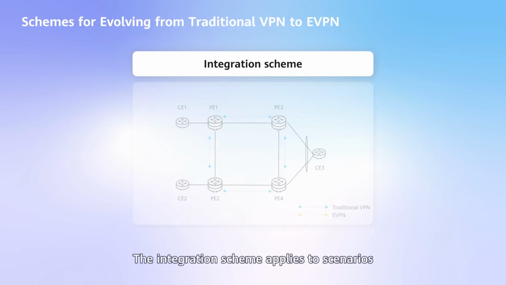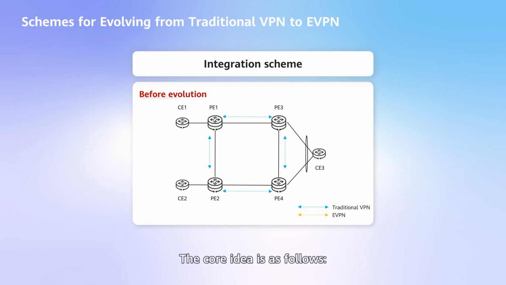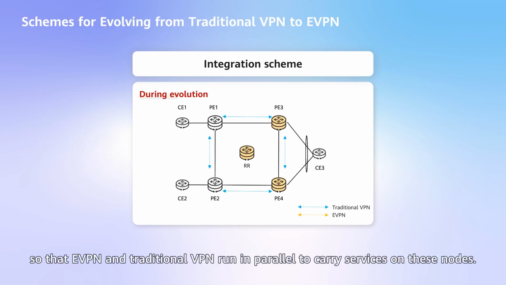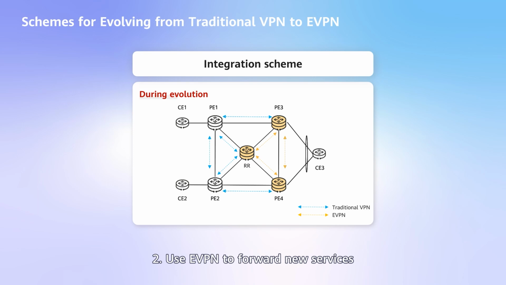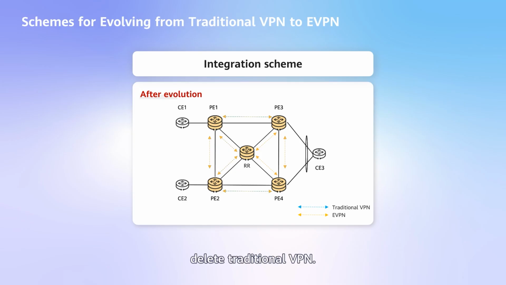The integration scheme applies to scenarios where a large number of service nodes are deployed or the original VPN services are not hierarchically deployed. The core idea is as follows. First, deploy EVPN on a few key nodes so that EVPN and traditional VPN run in parallel to carry services on these nodes. Second, use EVPN to forward new services and traditional VPN to forward legacy services. Third, gradually deploy EVPN on other nodes. After EVPN covers all nodes and traffic switches to EVPN, delete traditional VPN.